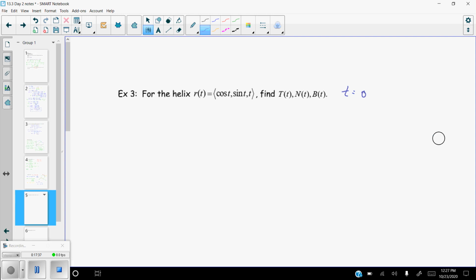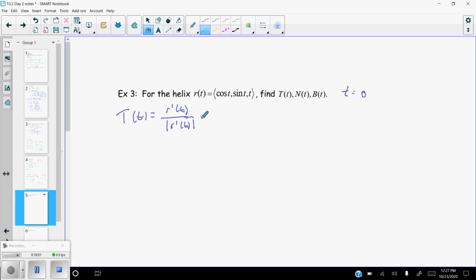Okay, obviously we need to find the unit tangent vector first. So let's go ahead and do that. The unit tangent vector, again, was defined to be r prime of t divided by the magnitude of r prime of t. Again, just remember, tangents are derivatives. The derivative divided by its length gives you a unit derivative vector.